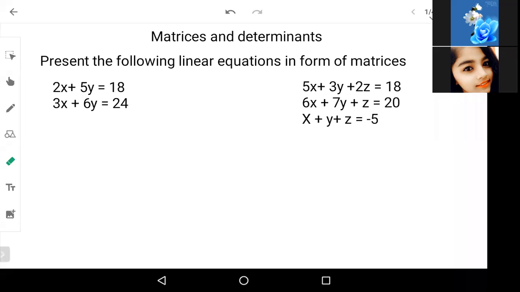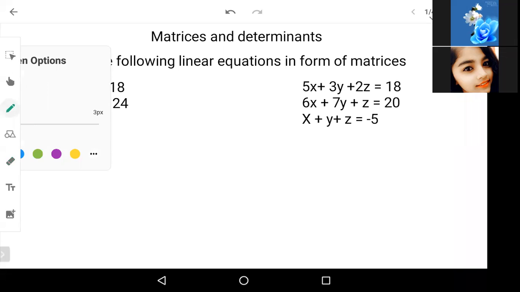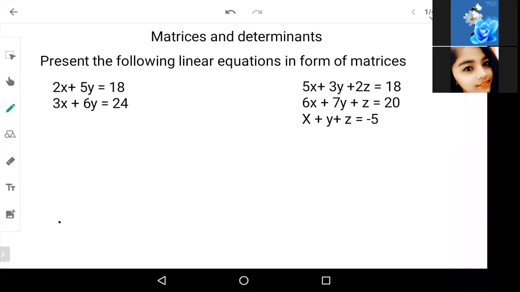So matrices and determinants. I have explained this problem in the previous video, but let us resolve this again. Here we are supposed to present the following linear equations in the form of matrices. Linear equations are equations with degree 1. If you see here, x to the power 1 and y to the power 1, these are called linear equations.